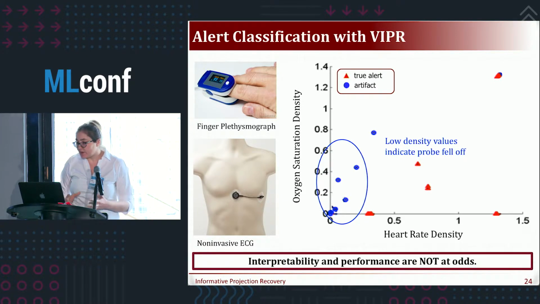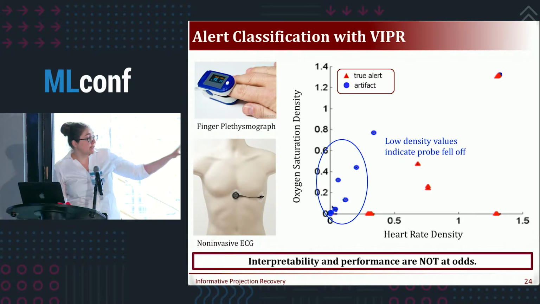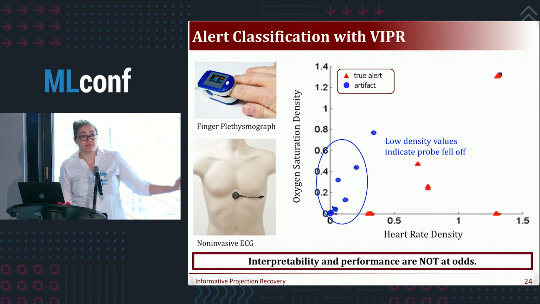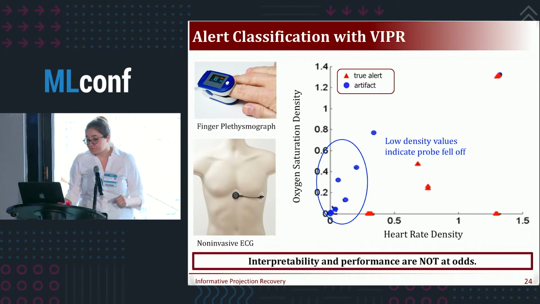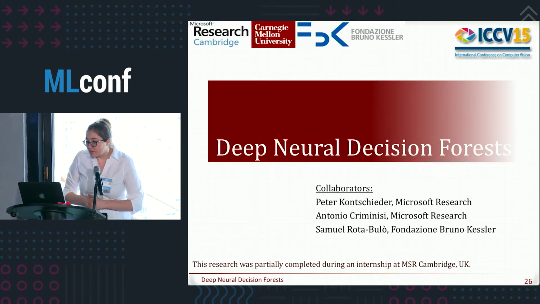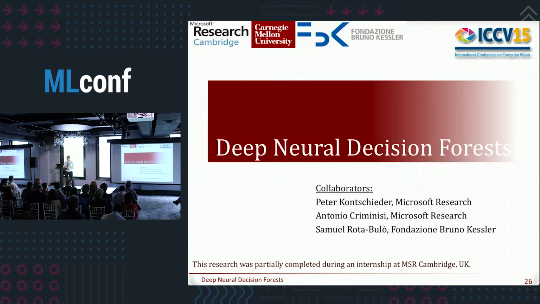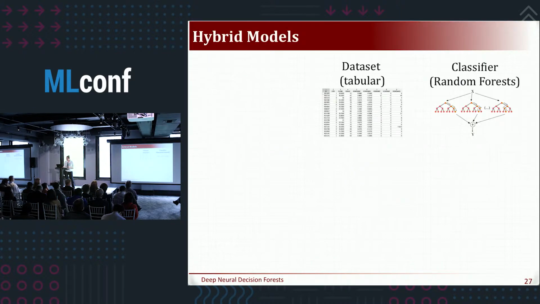So the takeaway here is that interpretability and performance are not at odds for this application, and we're able to train really high-performing classifiers that give us intuition about what happens in the real life behind the scenes. So we have an explanation to go with the classification. Next, I'll talk about a project that managed a hybrid between deep learning and random forests.